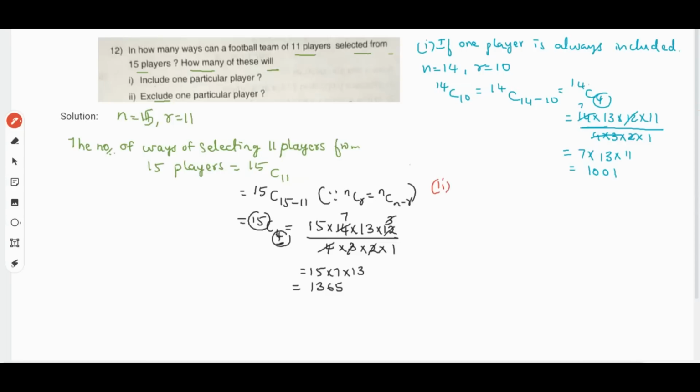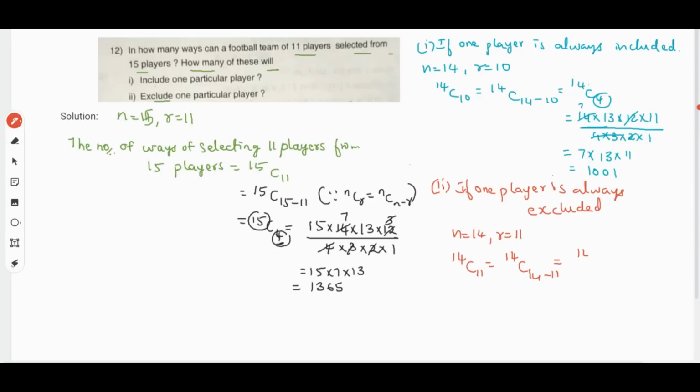Then the next one is if it is included. The second sub question is if one player is always excluded. Then n will be 14, and r will be 11. We will be removing 1 from the total. Excluding means 1 will not be there. Then it will be 14C11. That can again be written as 14C(14 minus 11).